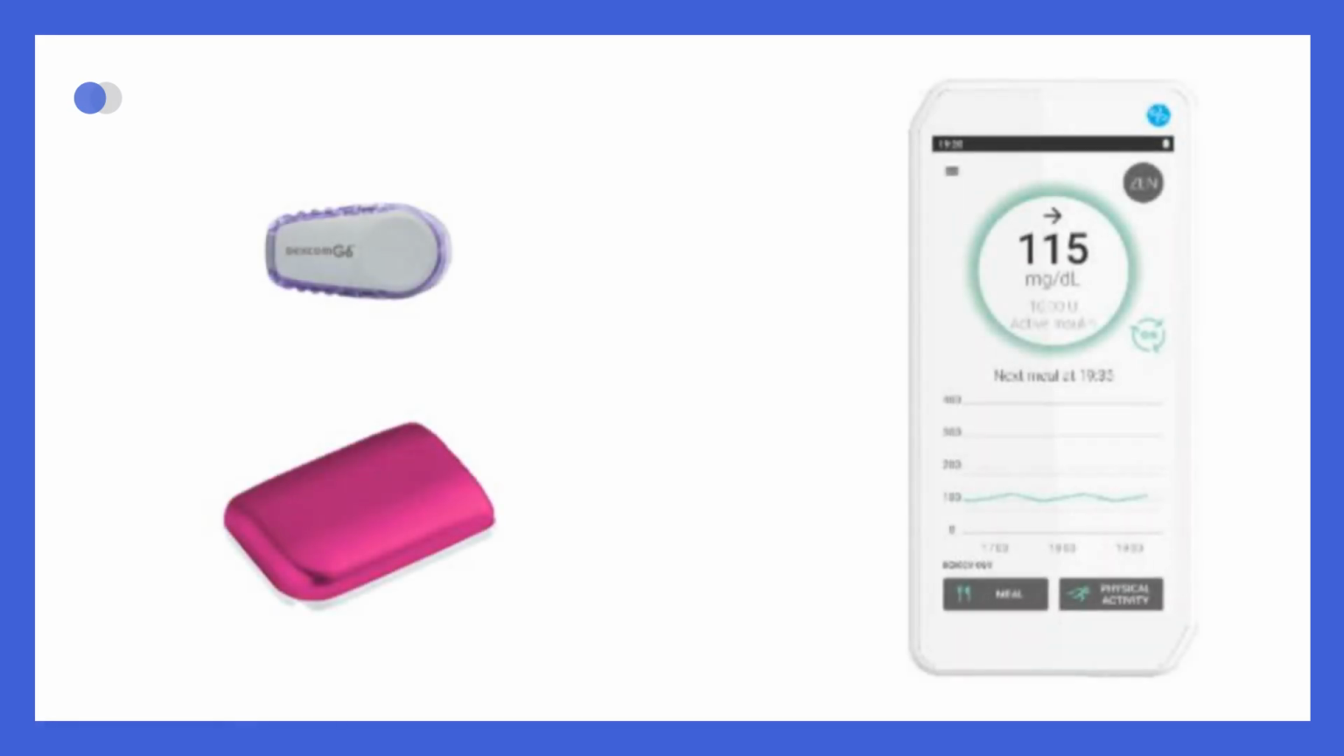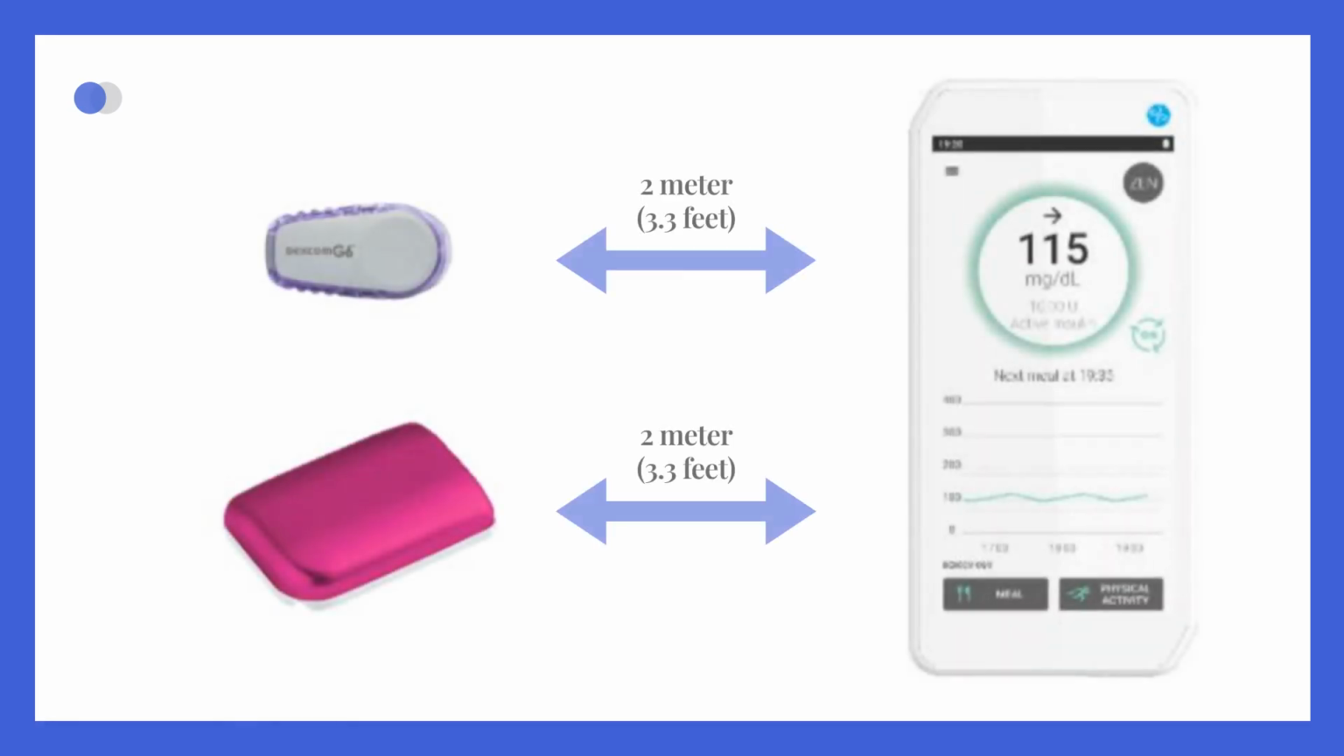While theoretically, the connection should be maintained within a 2-meter range or 3.3 feet, it is recommended to keep your handset as close to the sensor and Kaleido pump as possible for reliable communication.